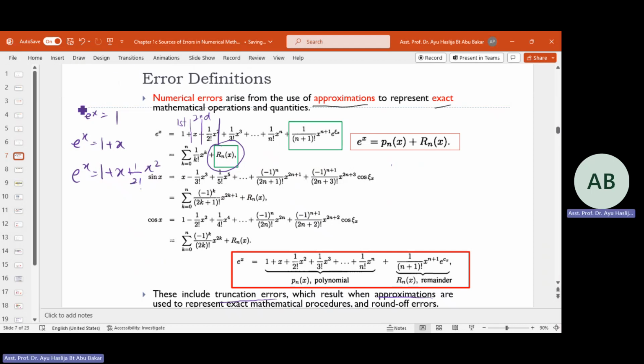Okay, so truncation error means when you truncate the equation, you will have the error. Using the first term only, compared with using these 3 terms until the third term, your value will be different. That one is truncation error.